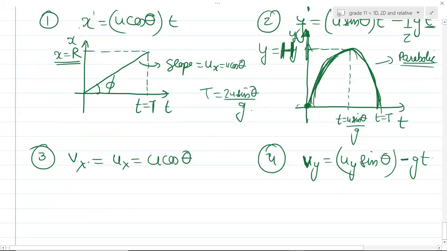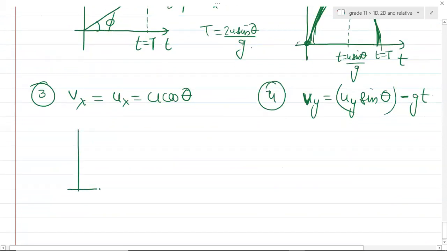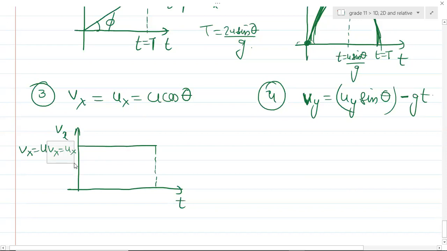Now, can you see over here? This is also the same function type. But if I draw the velocity time graph, let it look like this. Let t equal t, it will remain constant at u. That's why the graph is straight.